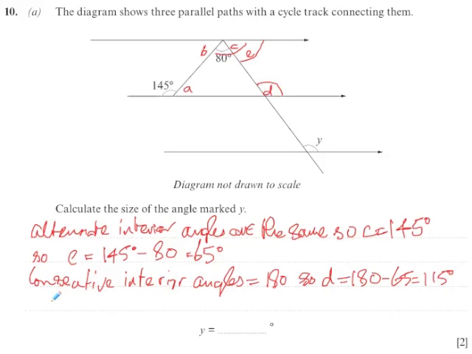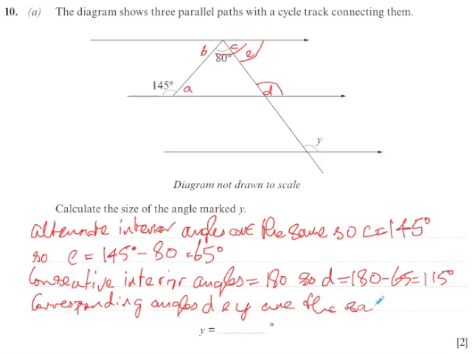And we know corresponding angles, these are corresponding angles, D and y, corresponding angles D and y are the same. So y equals 115 degrees.